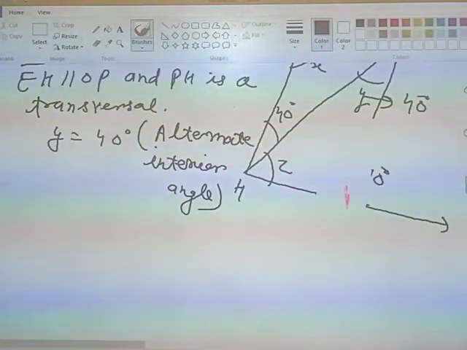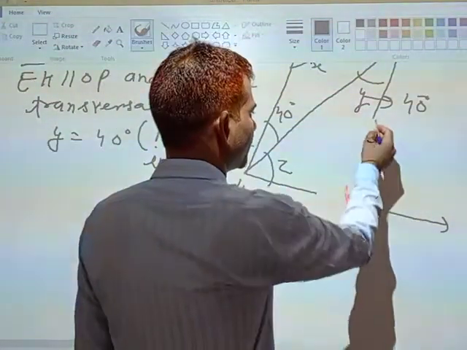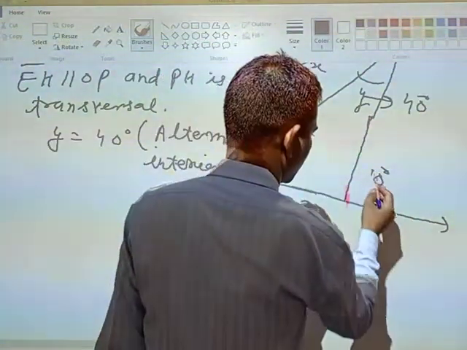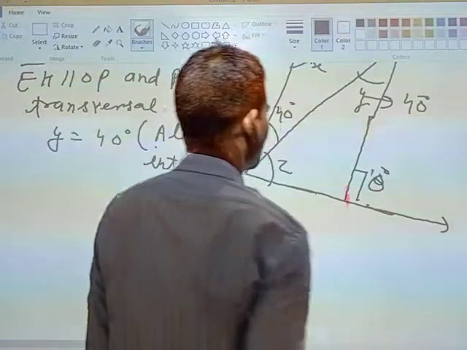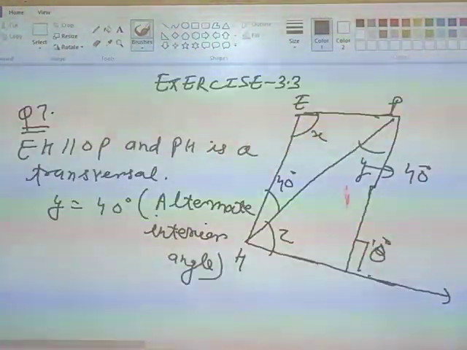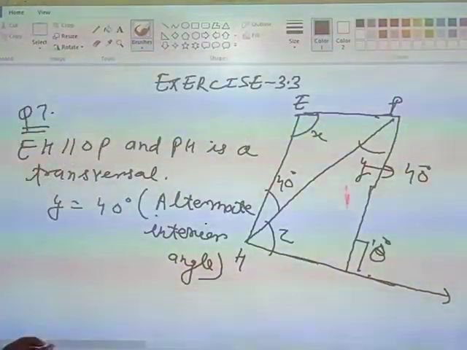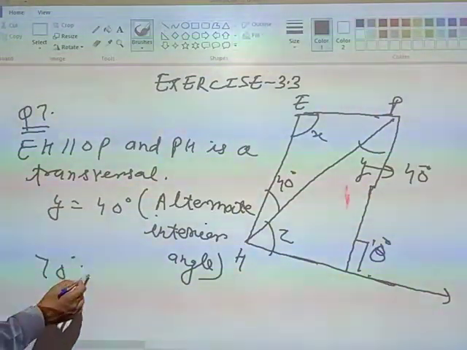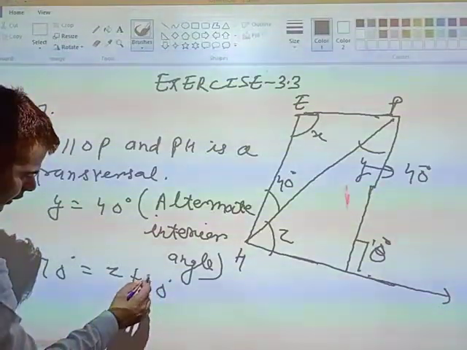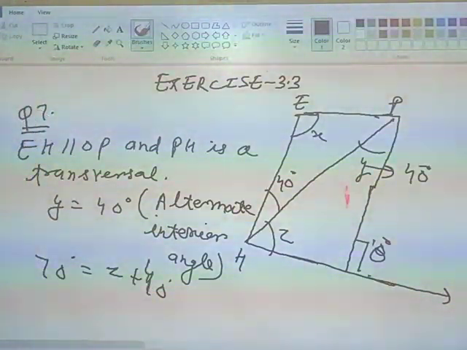Now students, we have to find out the value of z. That is your 70 degree. Now y is 40 degree, z and 70 degree. Now students, 70 is equal to z plus 40.